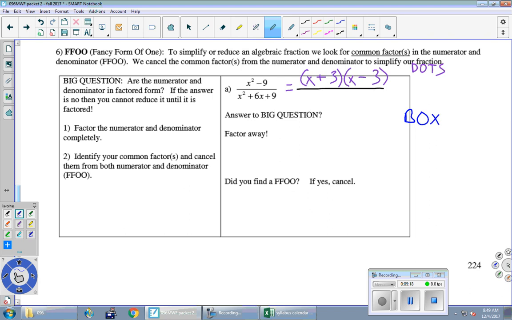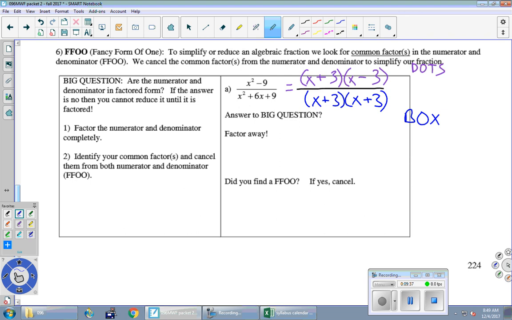I'm going to just write the answer here. We're not going to spend our time doing it, but in the activity you will. But I will tell you that when you use the box, you get x plus 3 times x plus 3. Now, I still see additions and subtractions, which it's still not okay to cancel when you have those.